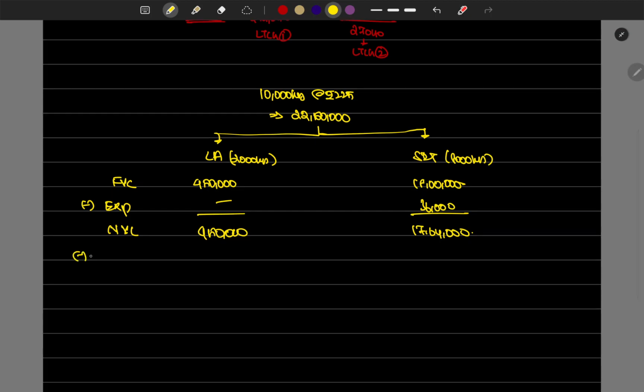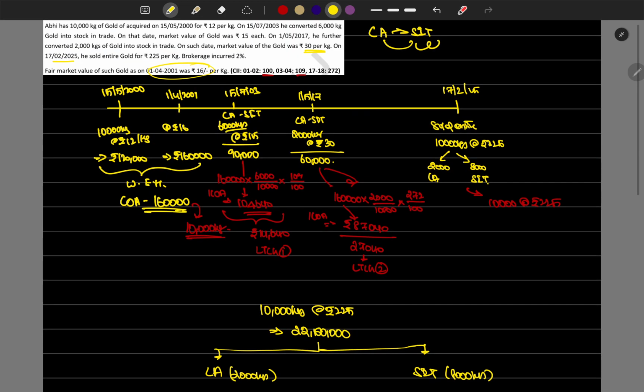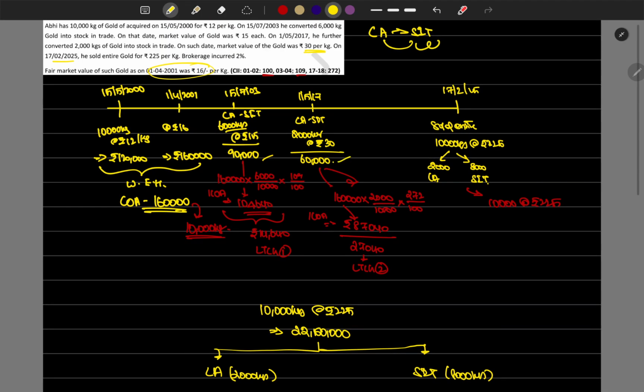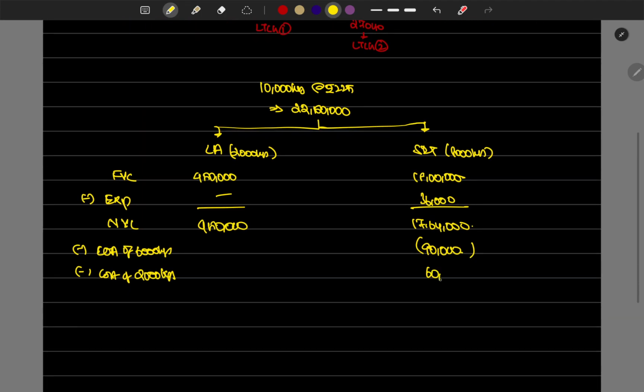What's the cost of acquisition of the 6,000 kgs? The cost of acquisition of 6,000 kgs is 90,000. Remove it. Then the cost of acquisition of the 2,000 kgs further added, which is 60,000. Yes, done.